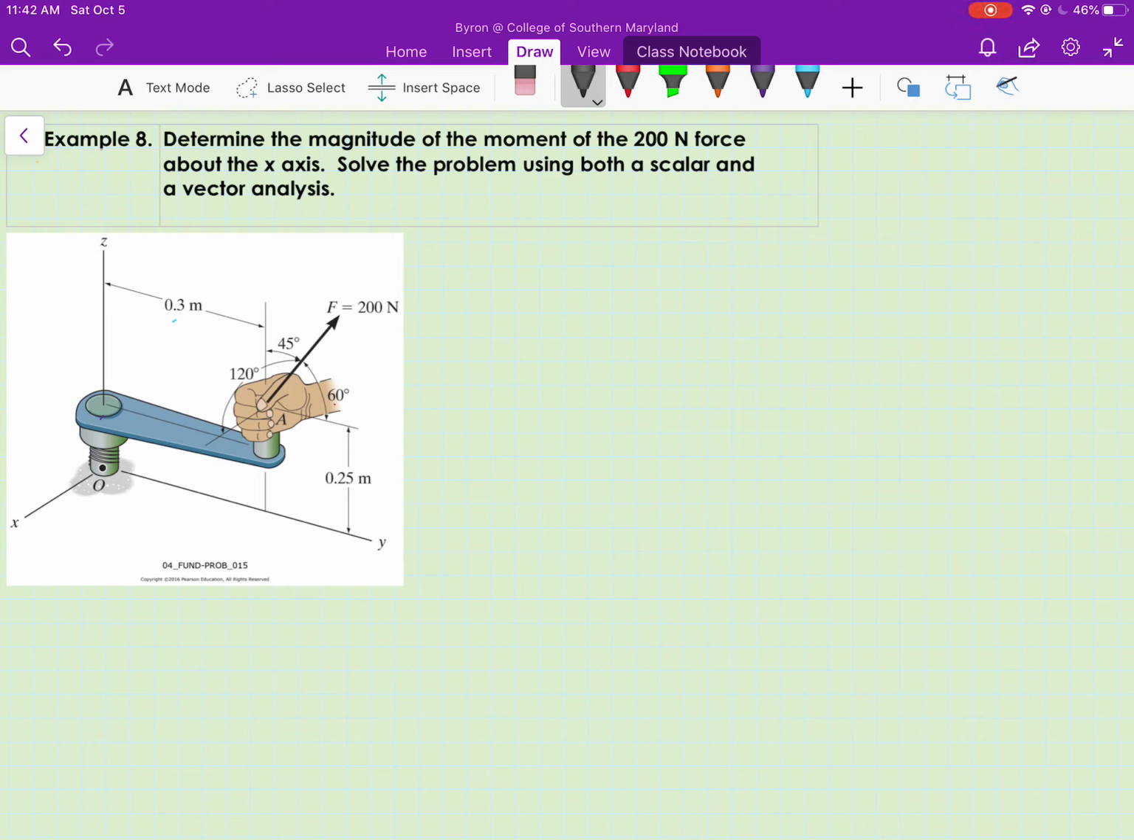In this problem, we're asked to find the magnitude of the moment of the 200 Newton force shown in the figure about the x-axis. And we're asked to solve the problem in both scalar and vector. So we'll do the scalar first.